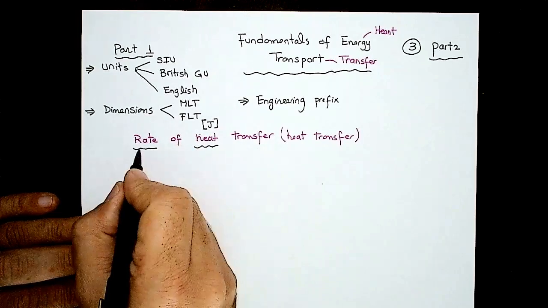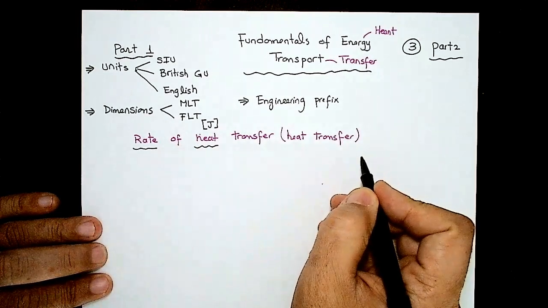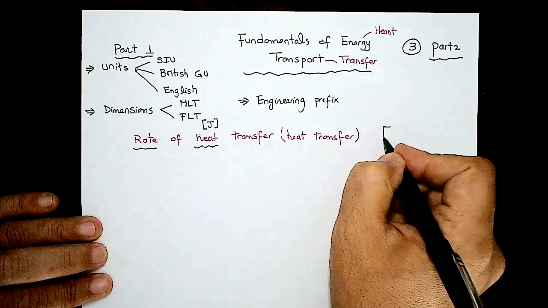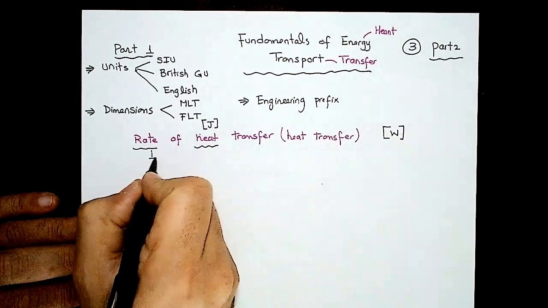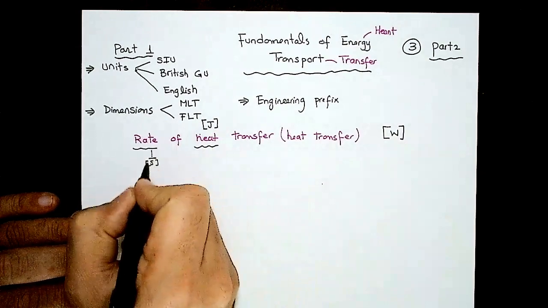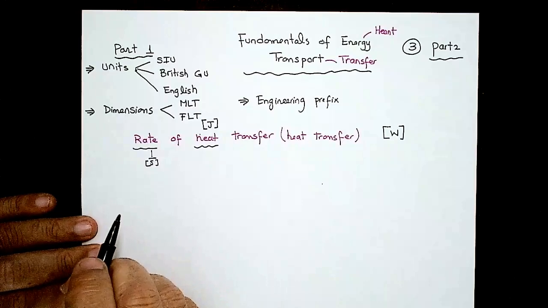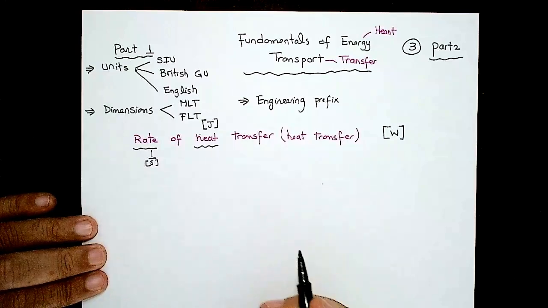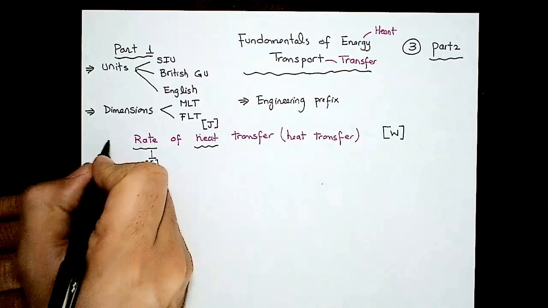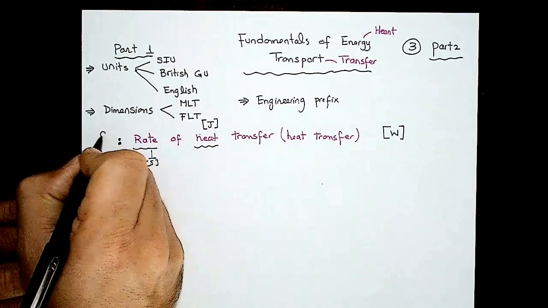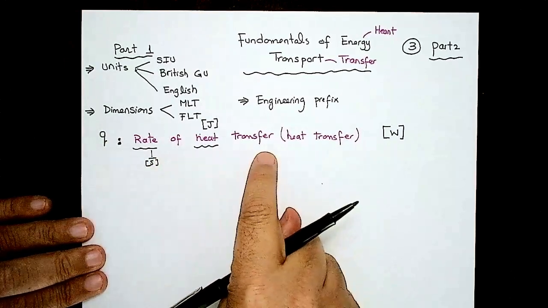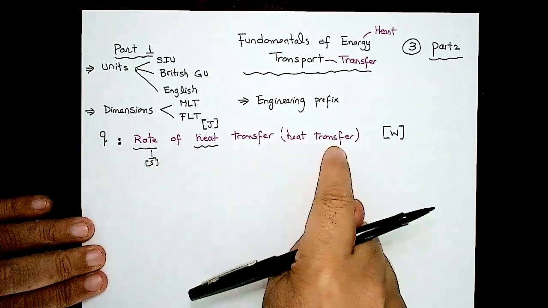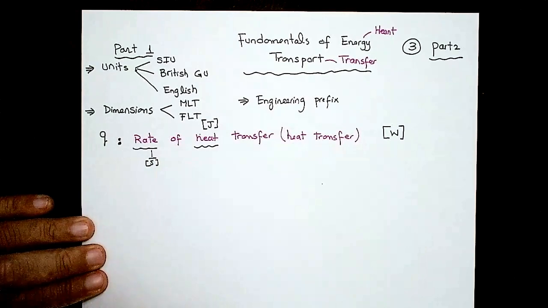So we end up having the rate of heat transfer that you need to calculate in the unit of watts, which is joule per second. To give that a symbol that we're going to use along the course, it's always going to be the symbol small Q. So small Q represents the rate of heat transfer, or in simple language, the heat transfer, and it has the units of watts.